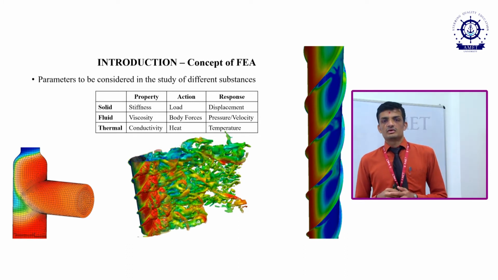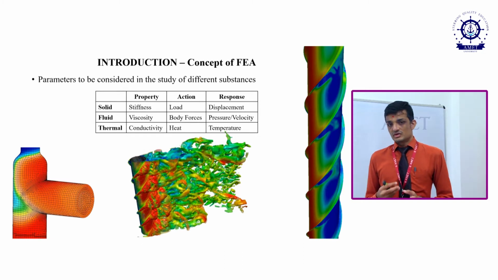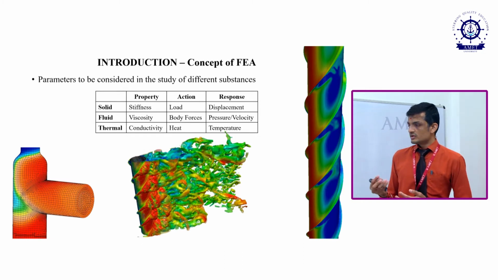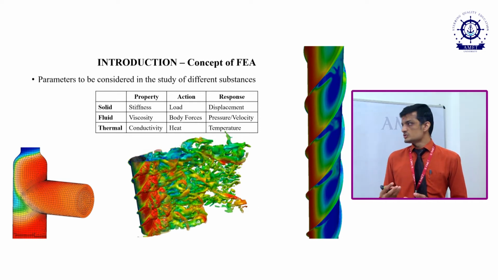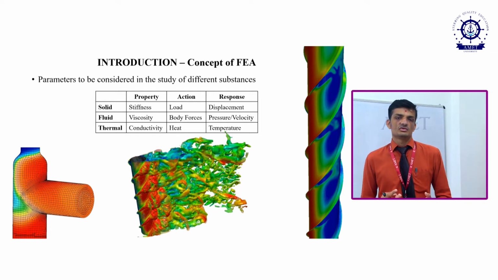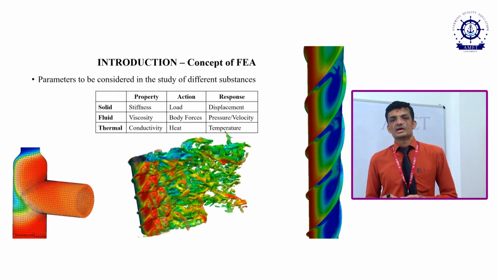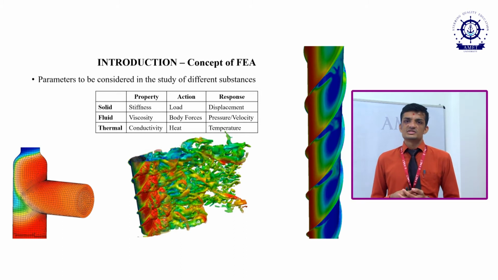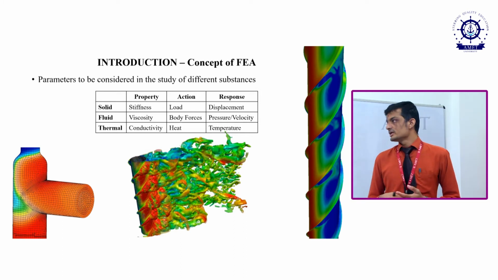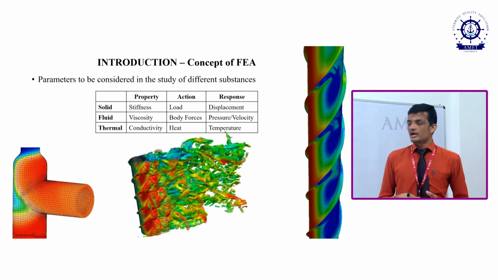The second domain we call as the fluid. In the fluid, what is the main property you have is the viscosity, and what is the action? The body forces. And the response, what you are looking for is the pressure and the velocity, how the pressure distribution will be, how the velocity distribution will be, because once you have that information, you can integrate that and get the answer. And the third one is the thermal. So it's about the conductivity, and my action would be the heat, and the response will be the temperature.